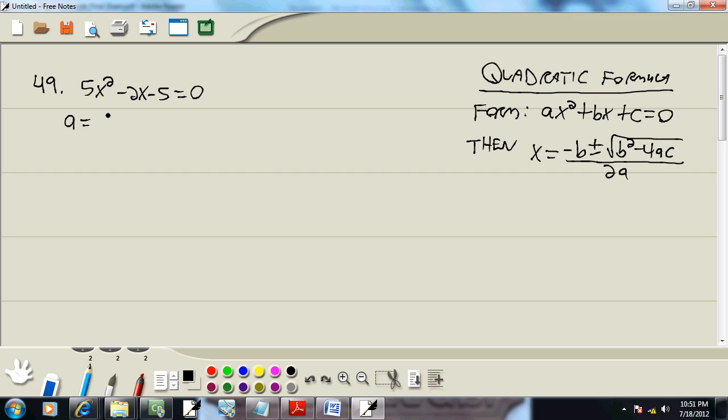A is the number that's before your x squared, which is 5. B is your number that's before your x, which is negative 2. And c is your number at the end, which is negative 5.